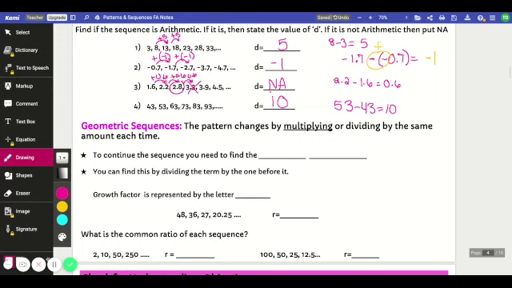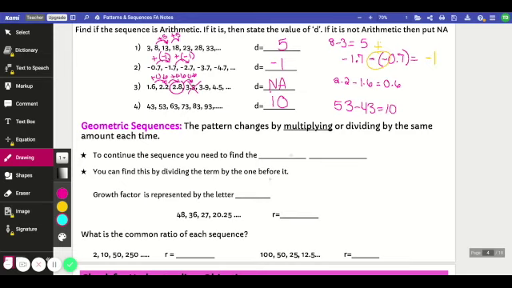Now we're getting into geometric sequences. The pattern that changes by multiplying or dividing by the same amount each time, that is what we call a geometric sequence. I've underlined multiplying mainly because when we divide, we can multiply by the fraction of that number, okay?